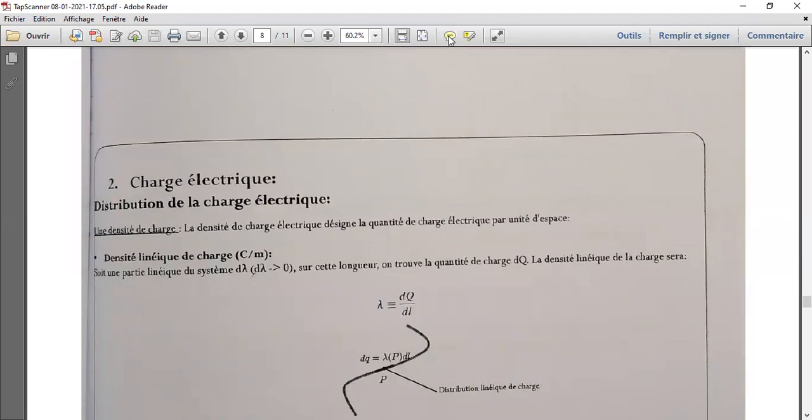So lambda is dq over dl, which is for linear. Volumic is rho equal to dq over dv. Then for surfacic, sigma is equal to dq over ds. So now, knowing that, we're going to answer our question.